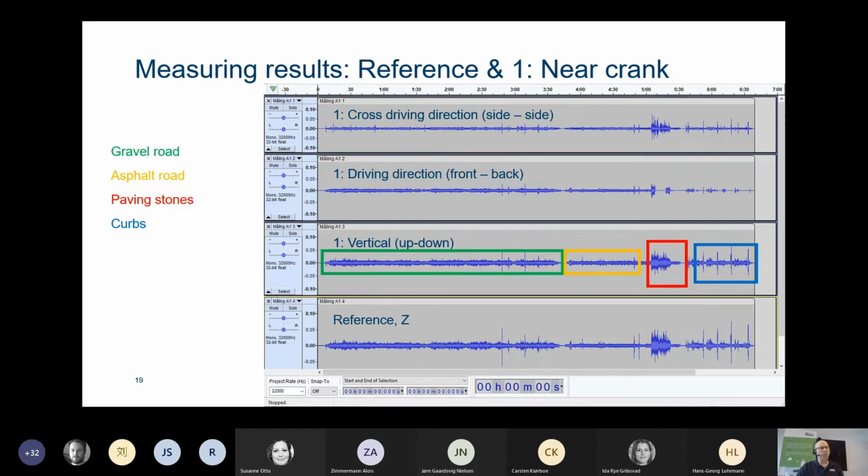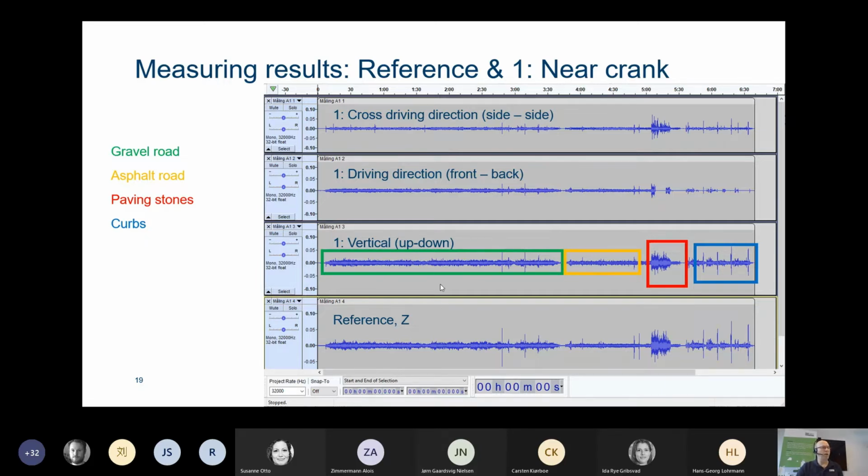And when we had the curbs, you can see some short peaks. That's where we have the shocks. In this one, we have a reference accelerometer mounted on the crank the entire time, so we can compare the different runs we made with the bike. And then we have the 3 axes from the accelerometer that we move around.